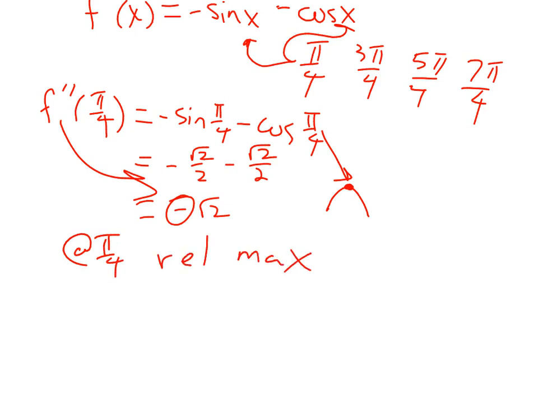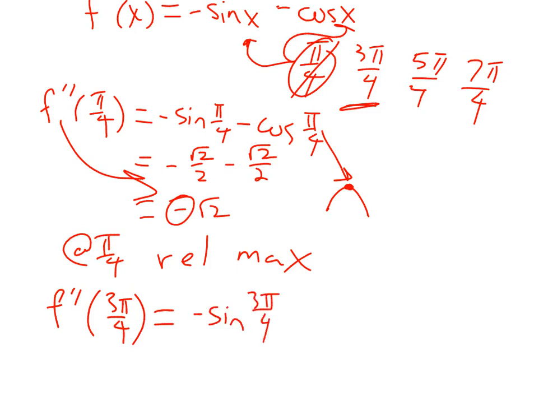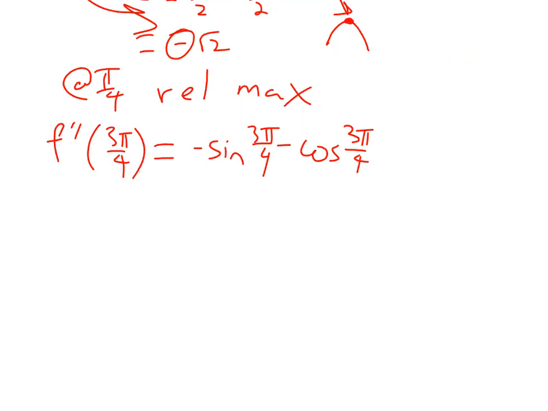Let's test the next one. Now let's do 3 pi over 4. I get negative sine of 3 pi over 4 minus cosine of 3 pi over 4. Let's see what that equals. The sine of 3 pi over 4, that's the second quadrant, and sine's positive in the second quadrant, so root 2 over 2. So positive root 2 over 2, but that negative is there, so negative root 2 over 2 minus the cosine of 3 pi over 4. Again, cosine of pi over 4 is root 2 over 2, but in the second quadrant, cosine produces a negative.